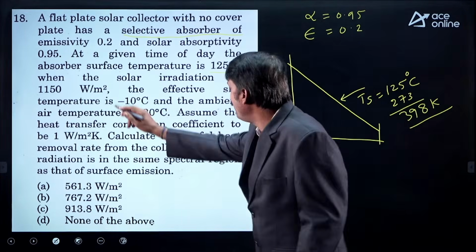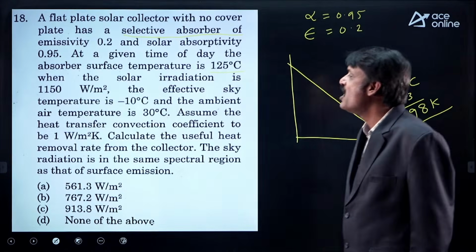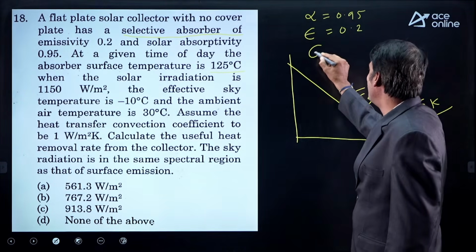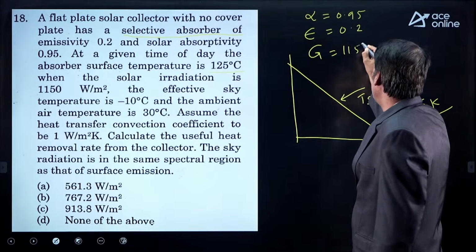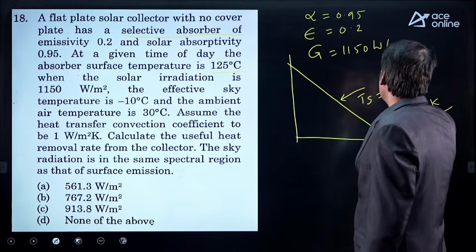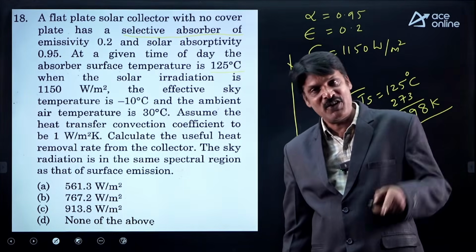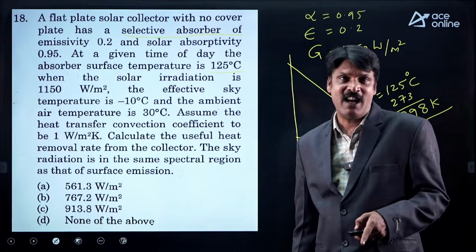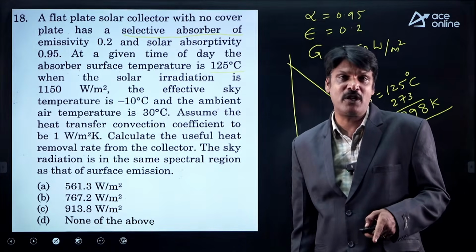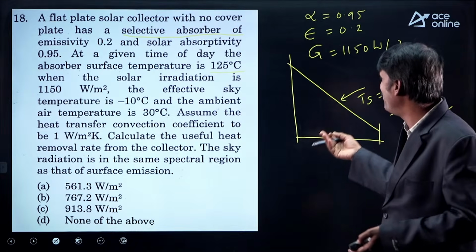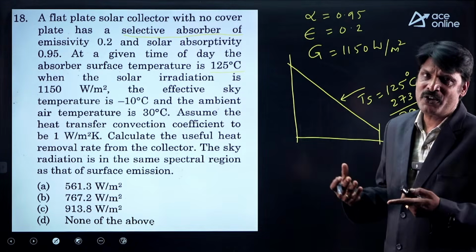And he is saying that the solar irradiation G is 1150 watt per meter square. It is the total amount of radiation that is falling on the surface per unit area. And this need not be direct radiation, it can be even reflected radiation from other surfaces. That is what we have been learning when we deal with gray bodies.